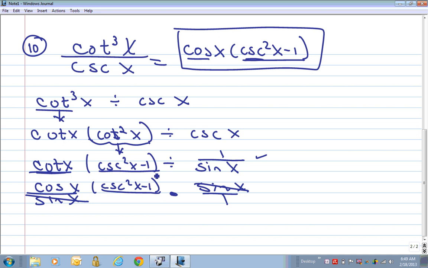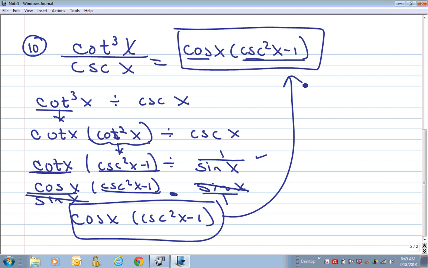So I do step by step, looking back up here to verify. So I end up with cosine x, and then cosecant squared x minus 1. So I have now verified that identity. All right, moving on. You pause and write it down and think about it. Again, that was a little more complicated. You're going to have to look at your identity page.